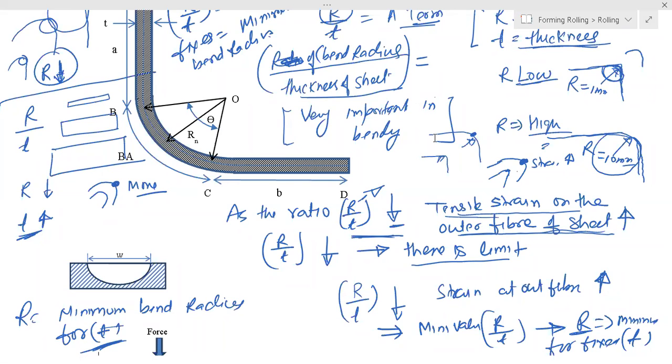Thickness decreases or increases after going below? No, thickness is fixed here. We are taking a step of.